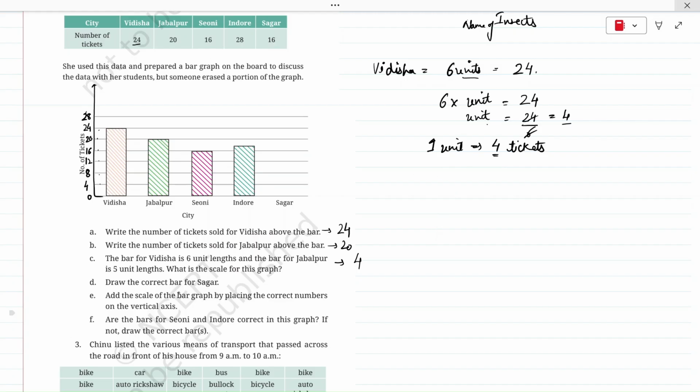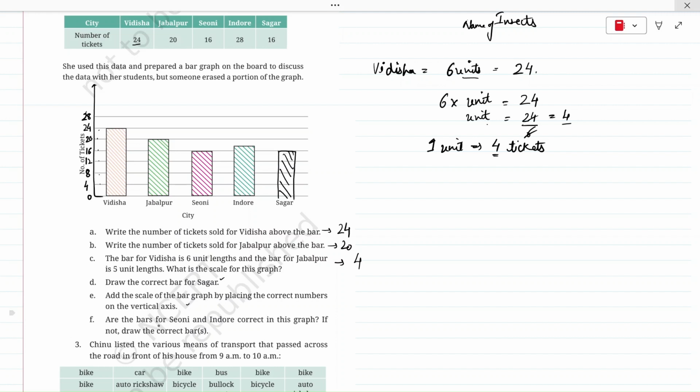Next is draw the correct bar for Sagar. Now we have to draw the correct bar for Sagar. For Sagar, this is 16. Where is 16? This line is 16. Okay, so let us draw this for Sagar. So we know why we have drawn this, because this is 16 and this is for Sagar. This bar graph will come here, and I am also making these lines inside. Next we have is add the scale of the bar graph by placing the correct number on the vertical axis. This we have done already, right? This we have done, this we have done.